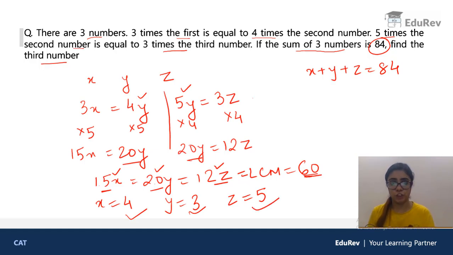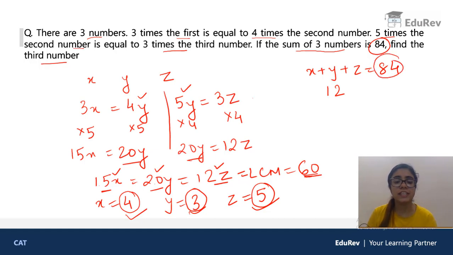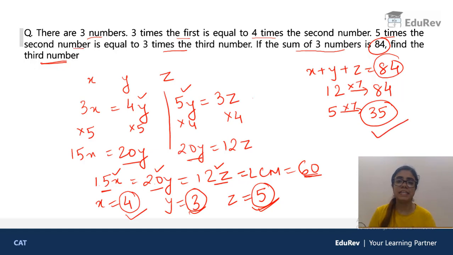These are as per the ratio. So if I ask you what is the sum of the three numbers, it will be 4 plus 3 which is 7, 7 plus 5 which is 12. So my addition comes out to be 12, but their addition is 84. So if 12 means 84, they're asking you what is the third number. In my case, the third number was 5. So 5 means how much? 12 sevens are 84. So 5 will also become 7 times. So your answer will become 35. So your third number is 35.